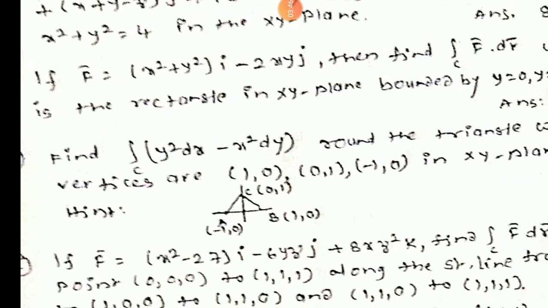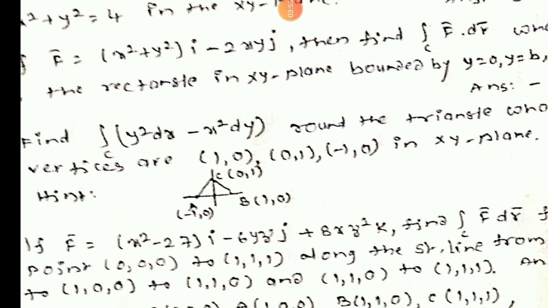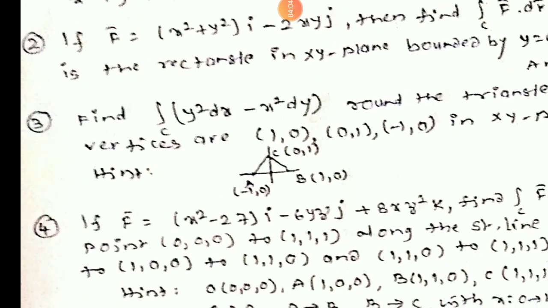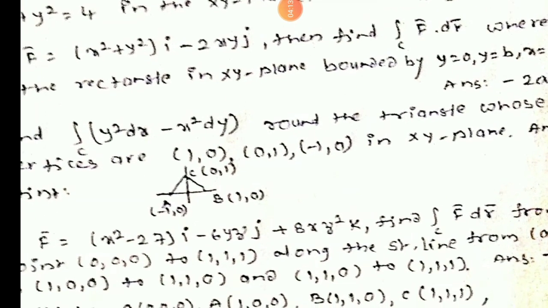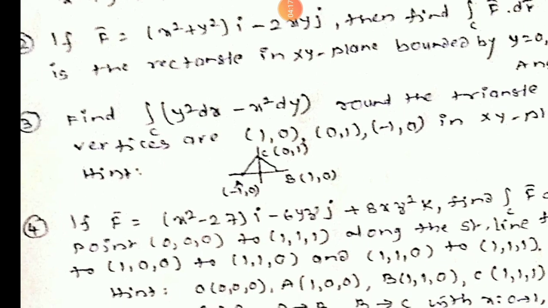Coming to the third one: find integral over c y square dx minus x square dy around the triangle whose vertices are given as (1, 0), (0, 1) and (-1, 0) in the xy plane. Again it asks only for the line integral, and f bar dot dr bar is already given. Here is a hint: construct the triangle in the xy plane from the given vertices, so we have A to B, B to C, C to A. Three lines are possible. Write down the line integrals along AB, BC and CA, and add all three to get the complete line integral of the triangle. Are you getting the idea here?